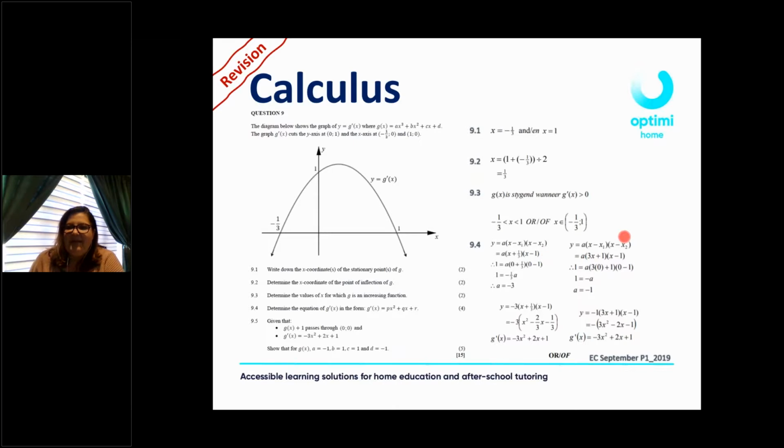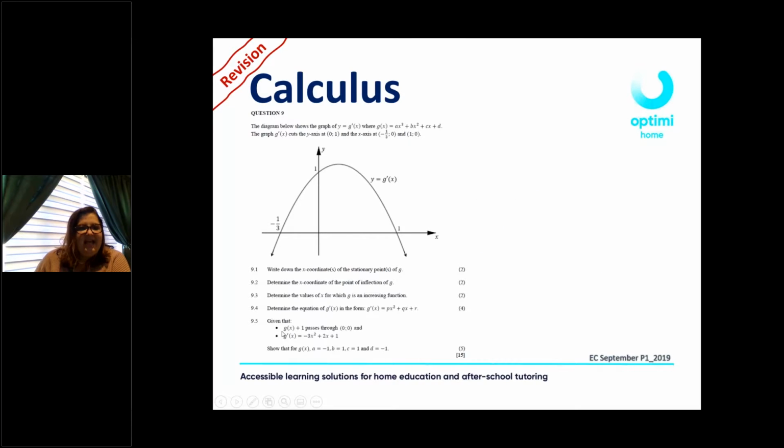Okay. And then the last question says, given that g(x) + 1 passes through the point (0, 0). So this is g(x). They talk about g(x) + 1. So it moved 1 unit upwards. And the g'(x) is defined by this equation. So we've worked it out over there, but they were nice to give it here, so they don't have to mark if you made a mistake.